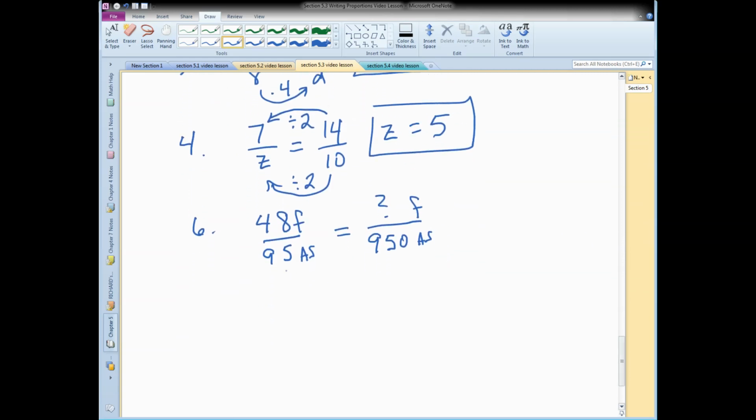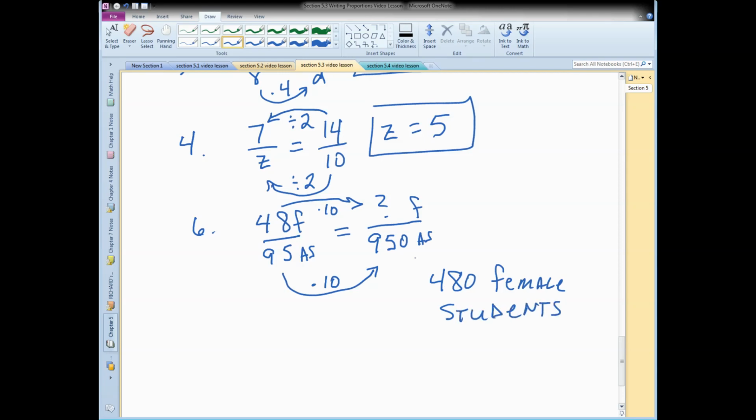All right, so to go from 95 to 950, I can multiply by what? Very good, I can multiply by 10. So then I multiply 48 times 10, and that tells me how many female students I have. So 48 times 10 is, man, you guys are good. So the number of female students would be 480 female students. And that's it. All right.